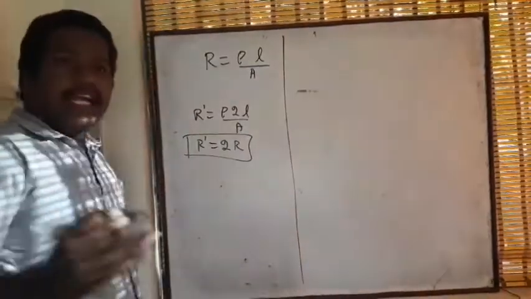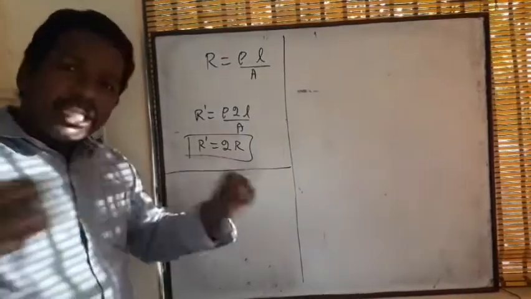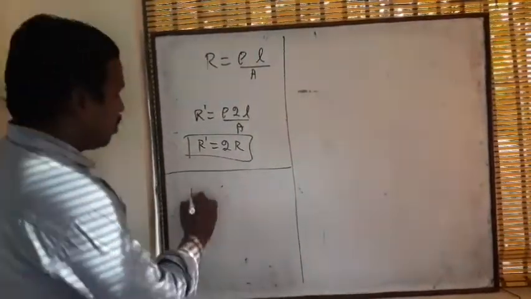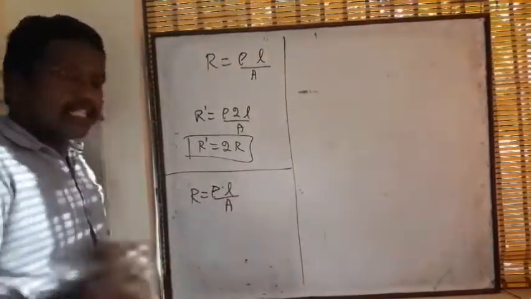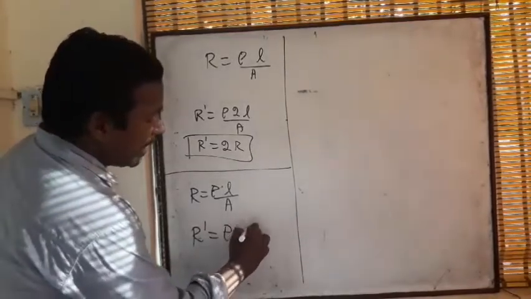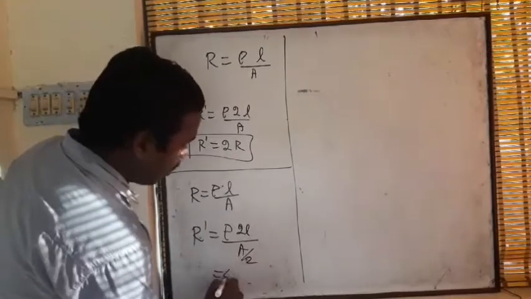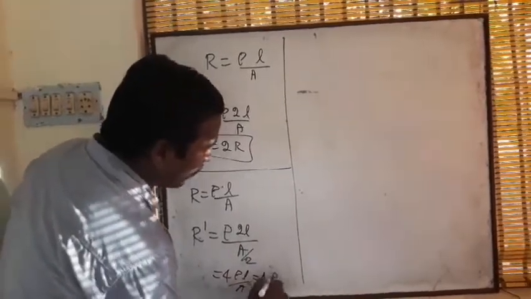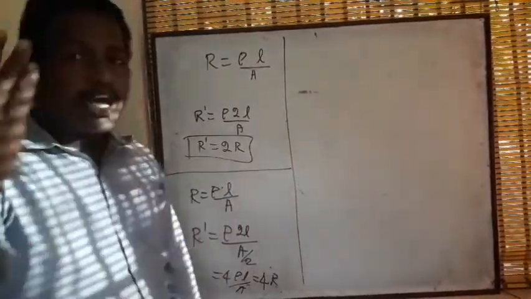Again, I want to do another case. If the wire is stretched to double the length, that means the area is going to decrease by the same factor. So R is equal to rho L by A. In this case, the length is stretched to double, so R dash is equal to rho times 2L divided by A by 2. That means 4 times rho L by A. So it is going to be 4 times the old value. Whatever the R value is, it is going to increase 4 times.